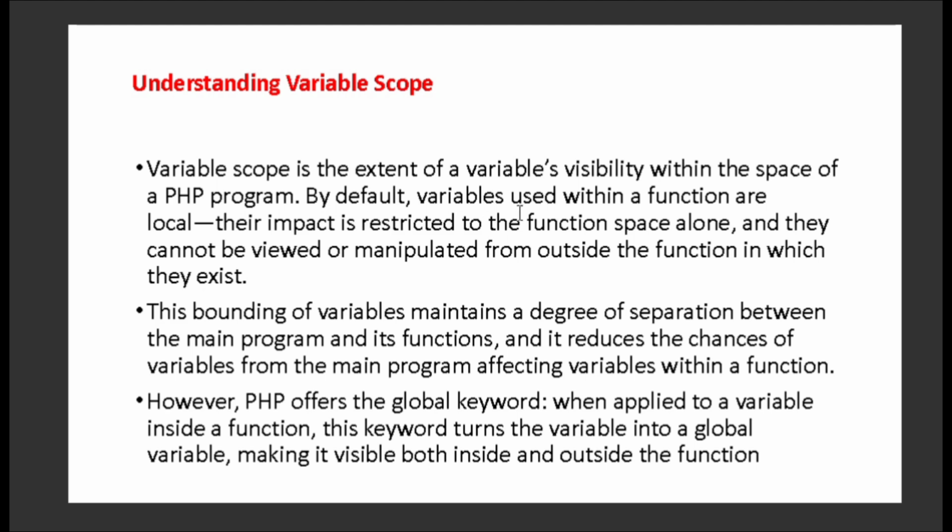By default, variables used within a function are local. Their impact is restricted to the function space alone, and they cannot be viewed or manipulated from outside the function in which they exist. This bonding of variables maintains a degree of separation between the main program and its functions, and it reduces the chances of variables from the main program affecting variables within a function.